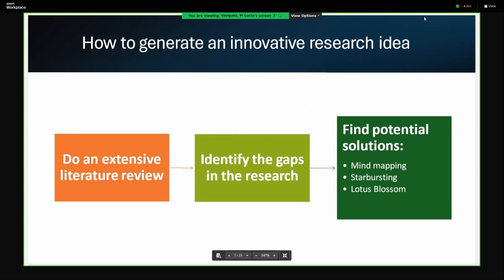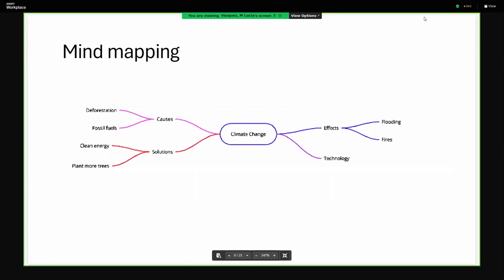In that step, finding potential solutions, a very easy way of generating ideas is to do brainstorming. As you know, there are many brainstorming methods, but it helps a lot to get your ideas out of your head. Here I'm just giving an example of three types of brainstorming methods.